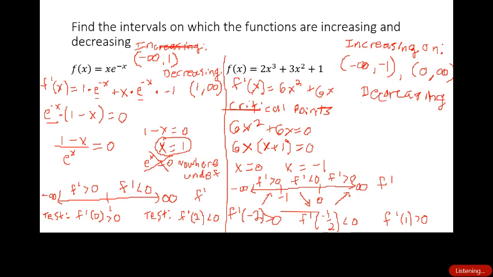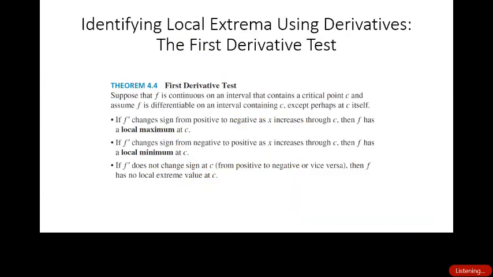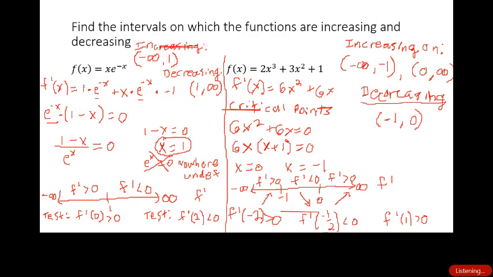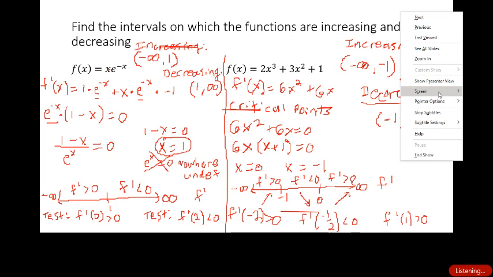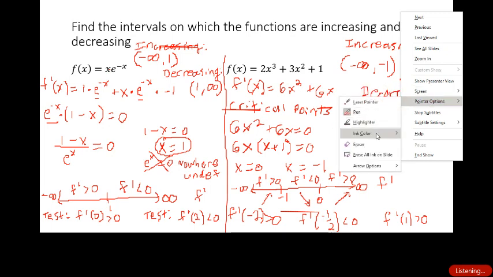There we go. It's a little more legible. It is decreasing on the interval from -1 to 0. Now, just going back a second, I'm going to change colors for this. Let's pick blue.